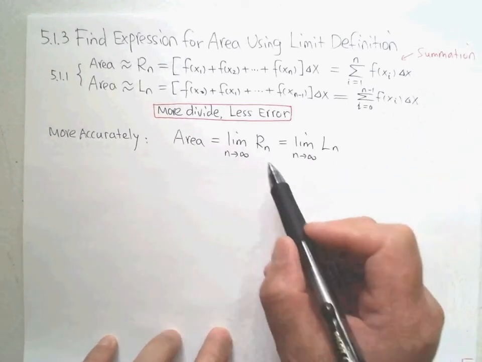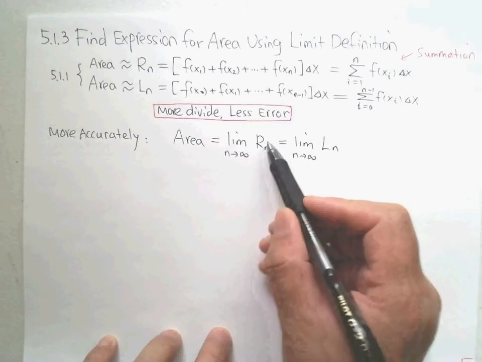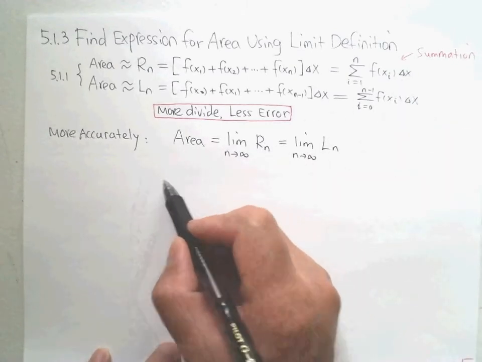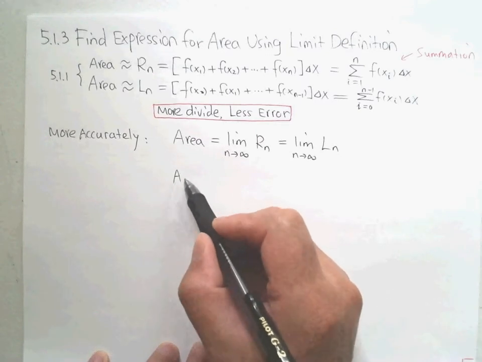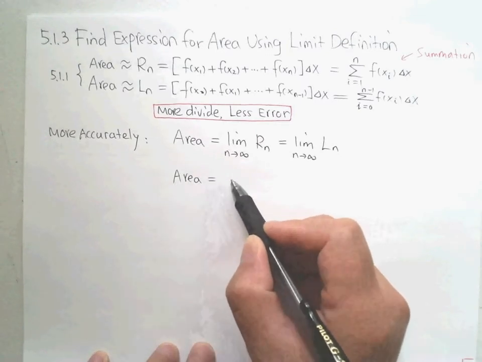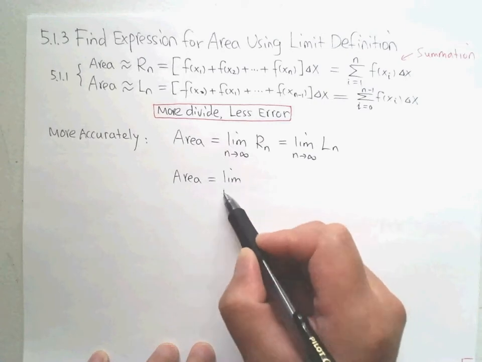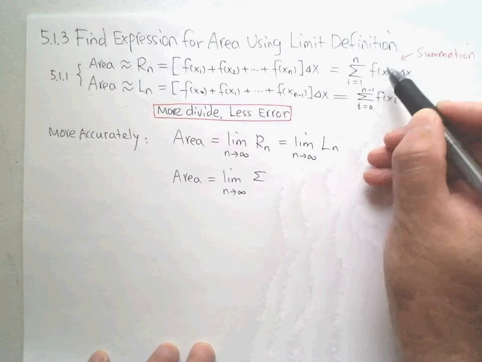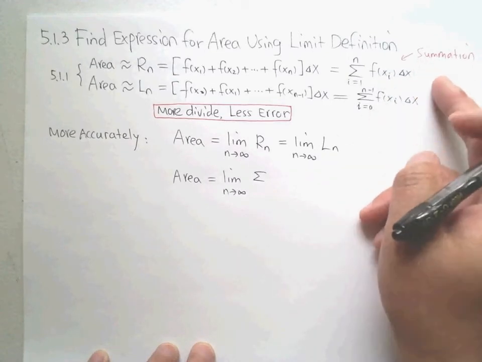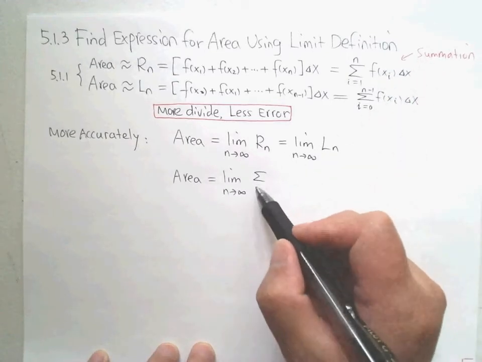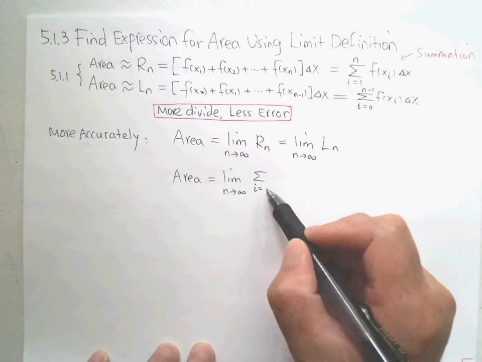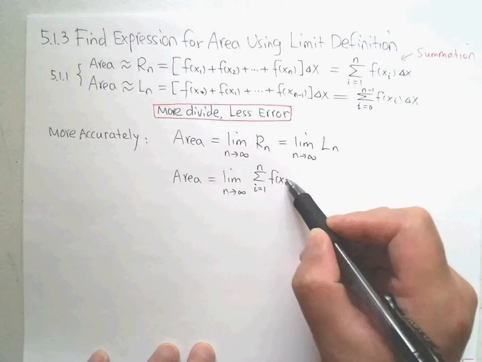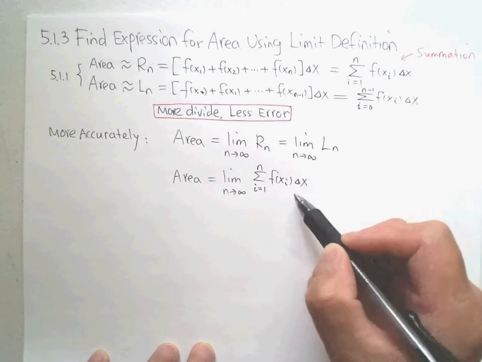If we use this summation for R_n, what will we get? We'll get it like this. So the area can be written this way: the limit as n approaches infinity of R_n, which is the sum with i from 1 to n of f(xi) times delta x. Try to be familiar with this summation, since in the next topic we're going to use this.